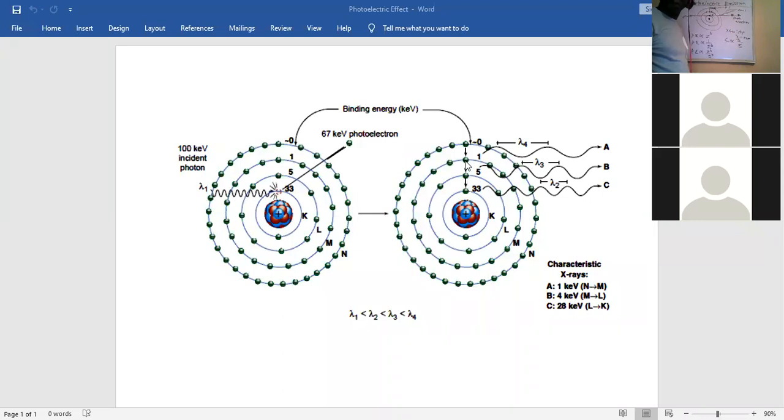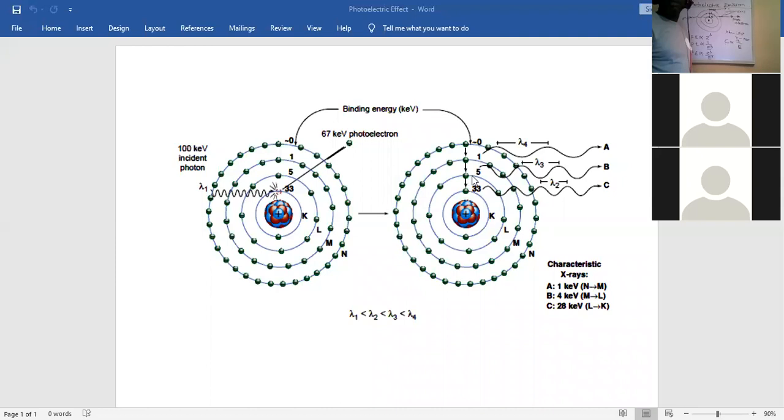We now have a transition from this shell to this. Likewise, from here to here to fill up the vacancy. So there's something continuous depending on the number of shells we have. And you can see so many characteristic X-rays given up.